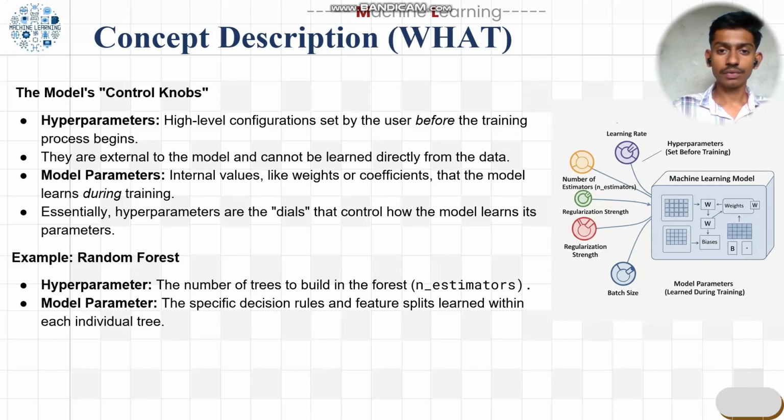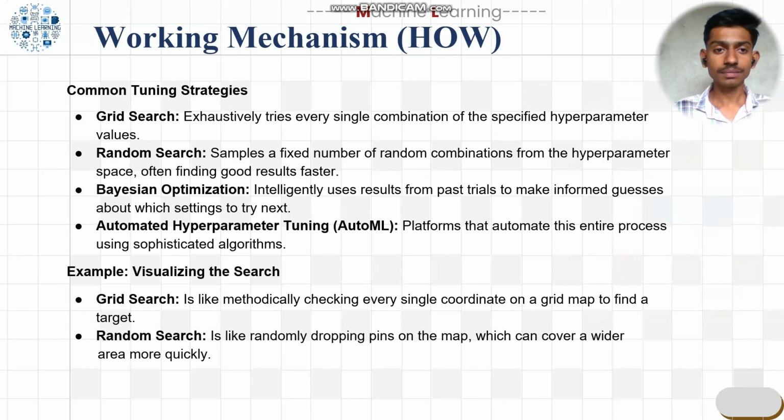For example, if we take hyperparameters, the number of trees to build in a forest, that is the number of estimators, is defined by users. So that is a hyperparameter. And specific decisions which are taken by a model are model parameters, which are learned by the model. Then let's get into how it works.